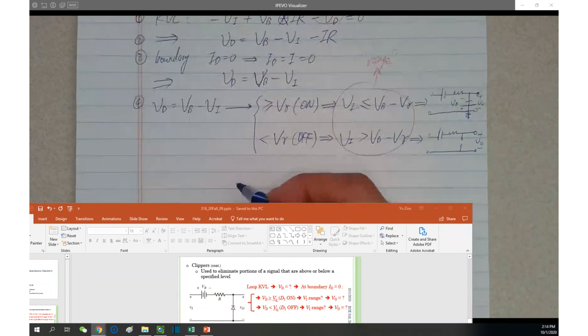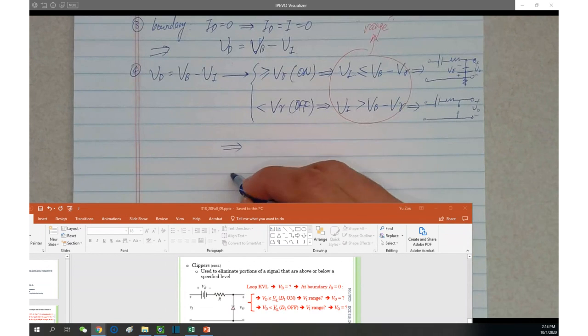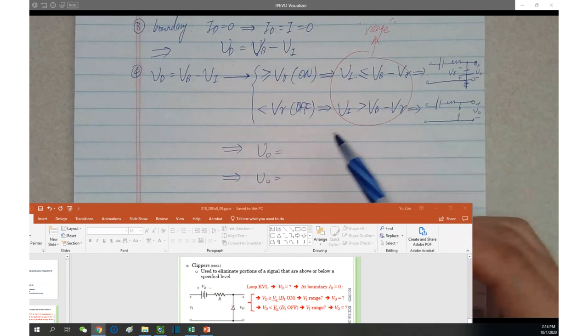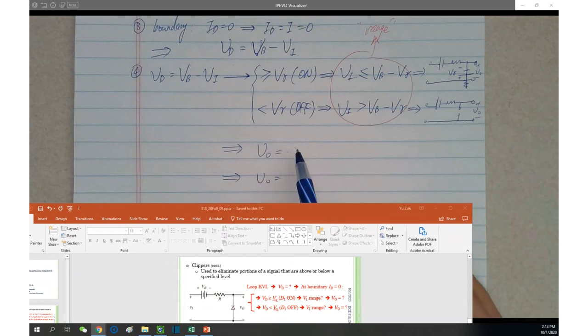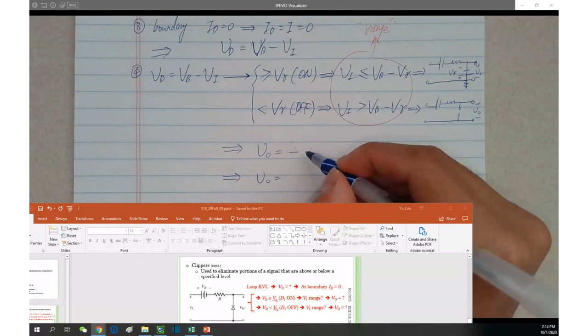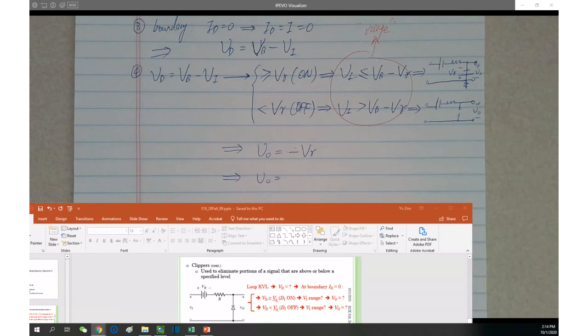Therefore, the corresponding V naught. First of all, the first one, when the diode is on, what is the V naught? Anyone? Negative VD. Negative V what? Negative VD. Gamma. Correct. Negative VD is correct technically, but negative V gamma. Okay, negative V gamma.